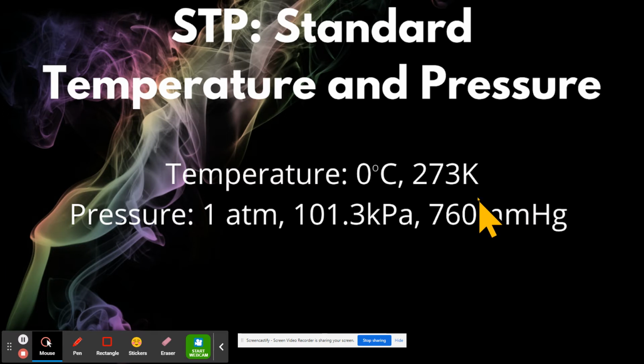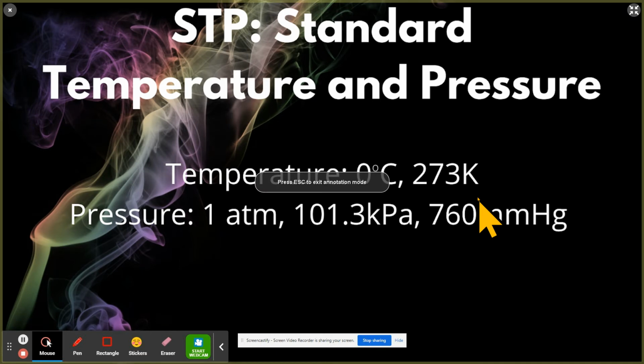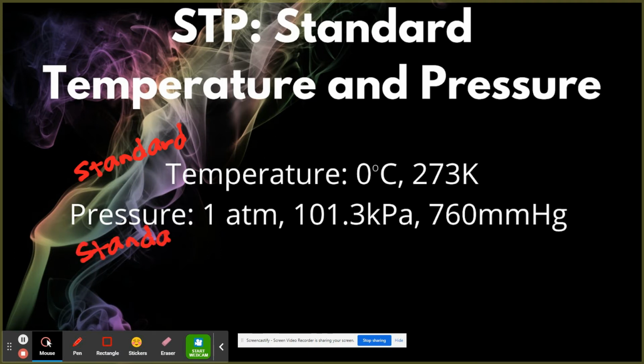All right. So remember, guys, we said earlier 0 degrees Celsius or 273 K is called the standard temperature. How about pressure? Is there a standard pressure? Yes, there is. It's 1 atmosphere. Or equivalent to 101.3 kilopascals or 760 mmHg.